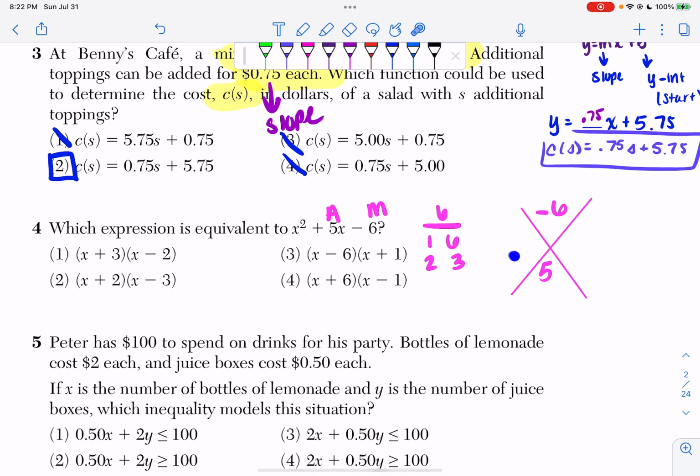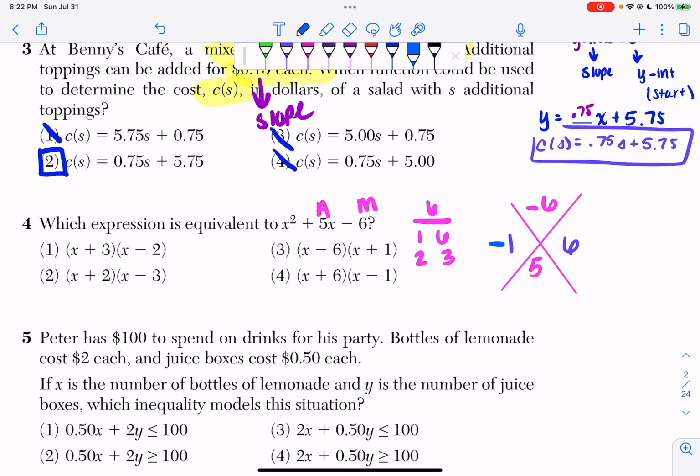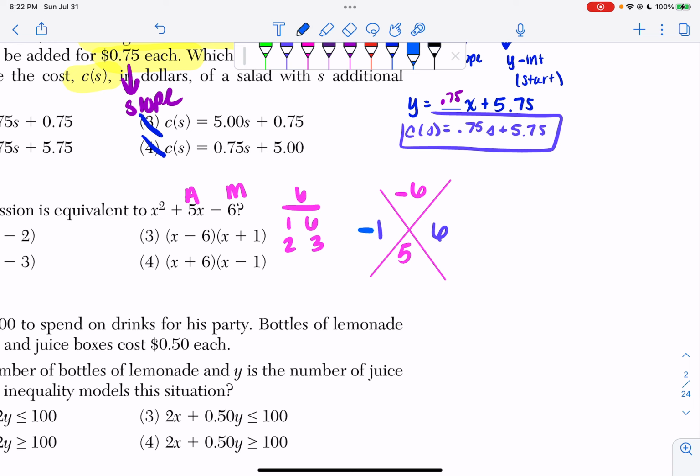So if I do 1 and 6, 1 times 6 is positive 6. I want a negative 6. So what I'm going to do is make one of these numbers negative. I'm going to make my 1 negative. Negative 1 times 6 is negative 6, and negative 1 plus 6 is 5. So that is going to be my factors. So I can rewrite this trinomial as x minus 1 times x plus 6. So it's going to be choice number 4.